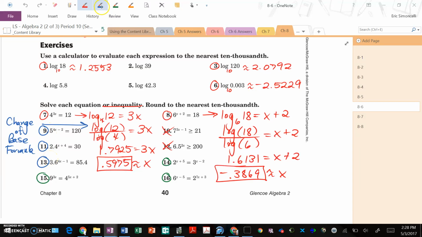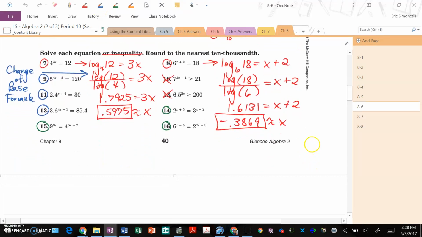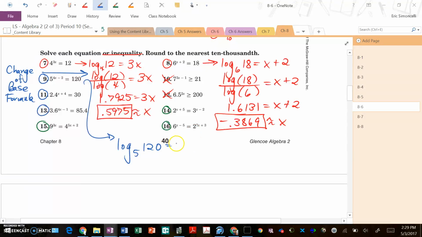So to kick things off today, I'm going to go ahead and do number 9. So everybody pay attention. Here's how it's going to look. First we can see that 5 raised to the 4x minus 2 equals 120 is the beginning premise. So let's rewrite this as a logarithm: log base 5 of 120 equals 4x minus 2. This shouldn't be a surprise when it comes to interpreting an exponential converted to a logarithm. Here's the problem: 5 to what power is 120? Well, I don't know.